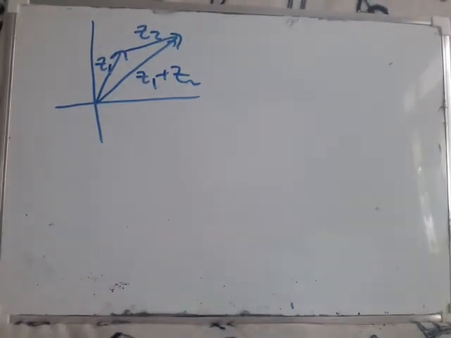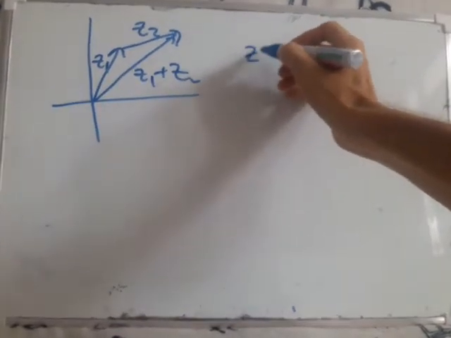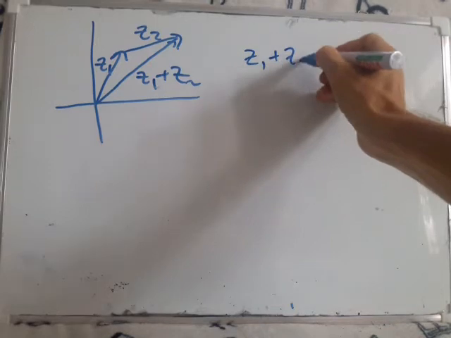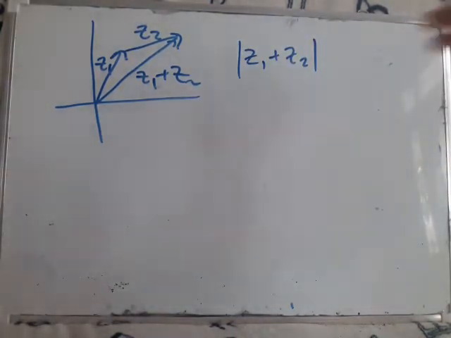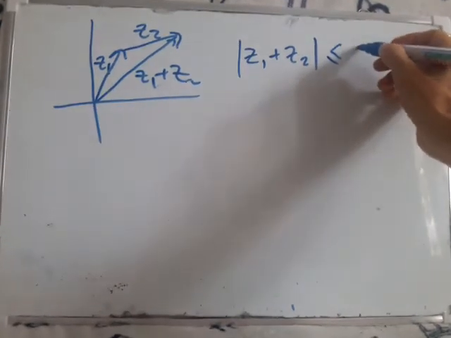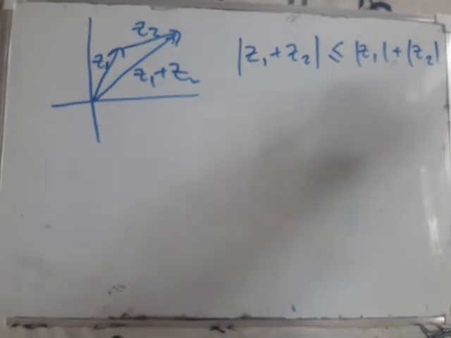As a result of that, it's fairly obvious that various what are known as triangle inequalities hold. So the first triangle inequality is that the length of z1 plus z2 has always got to be less than or equal to the length of z1 plus the length of z2.